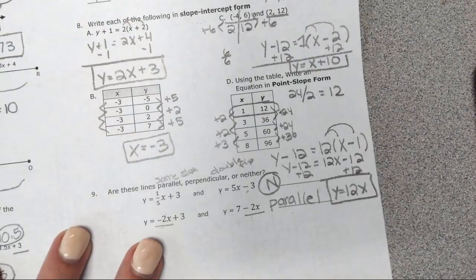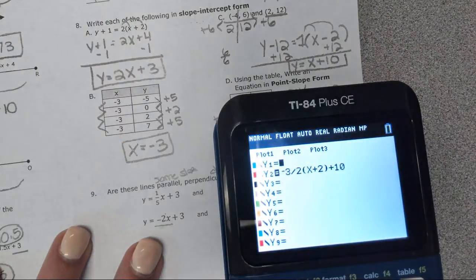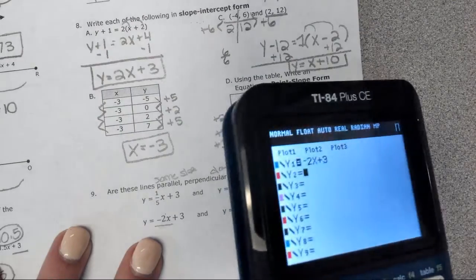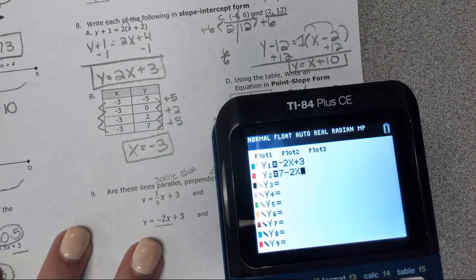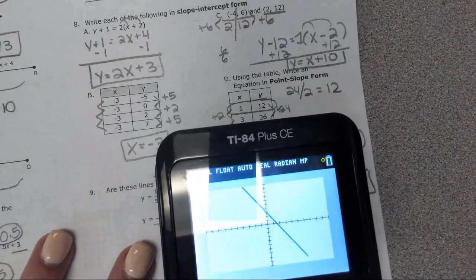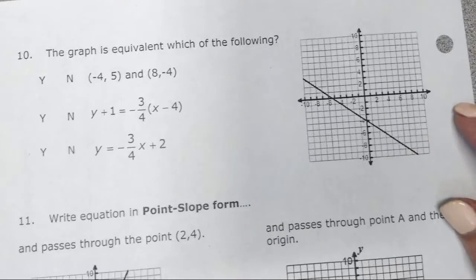And if you can't tell, guys, you can always plug it in your graph, okay? We've got negative 2x plus 3, and then 7 minus 2x. There's that line compared to that line. Yes, those are parallel. Flipping onto the back. Ooh, it's so much bigger.